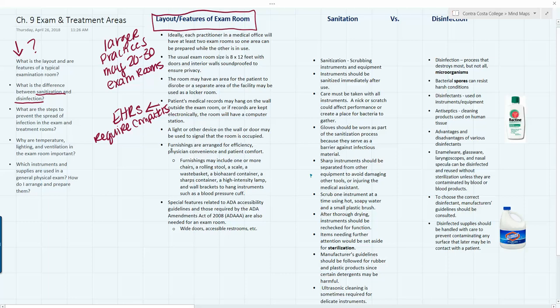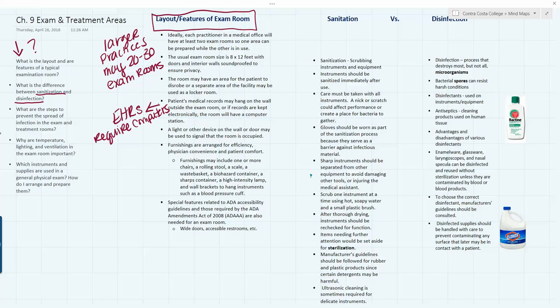And then there's also usually a light or other device on the wall or a door that's used to signal that the room is occupied. Sometimes that will be a red green light, sometimes it's just a white light that is flipped on when the patient is in the room and flipped off when the patient has exited the room. So it's just some type of indication light. And then within the room, the furnishings are arranged for efficiency, for physician convenience, and also for patient comfort.